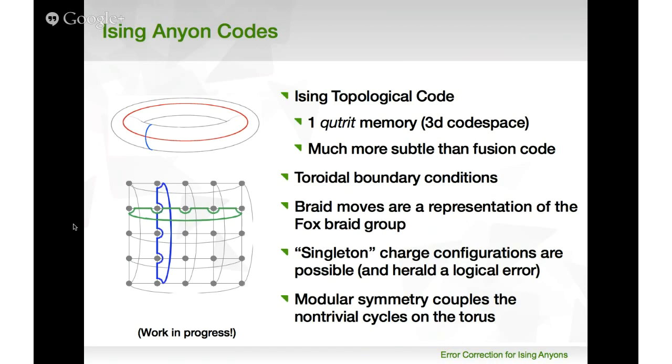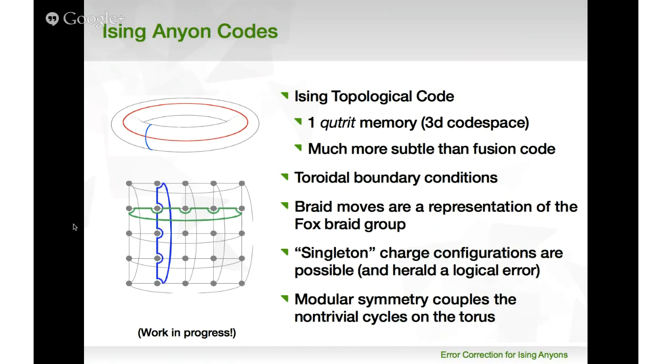For one thing, you have to keep track of extra generators of your braid group, which are associated with braid moves that loop non-trivially around the torus. This is something called the Fox braid group. So you have to be careful there. It's possible for you to have singleton charge configurations. What do I mean by that? If I start out globally in the vacuum state, and then I create two sigma particles, and they wrap non-trivially around the torus, well, it actually depends on what the logical state of the code is, but you can have it so that those sigma particles fuse back to a psi particle. So now you just have a single isolated psi, which would seem to violate charge conservation. It's all consistent, in fact, but you have to be very careful about how you keep track of the state of the logical qubit in the code.